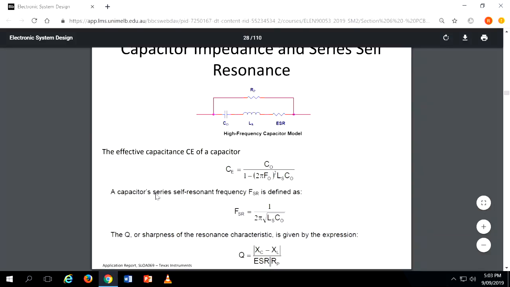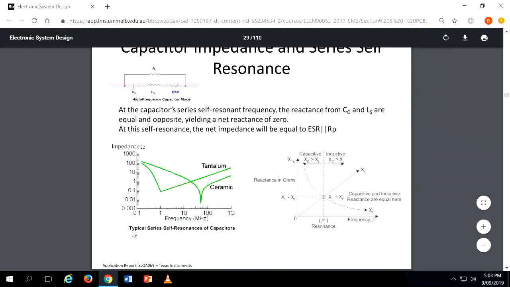The capacitor's series self-resonance frequency FSR is defined as 1 by 2 pi square root of Ls into C0, which means it has a series self-resonance. Then again when you have a resonance, there is a Q factor. The sharpness of the resonance is expressed as Q equals XC, impedance of the capacitor, minus impedance of the inductor, divided by the effective resistance parallel RP. So these both are coming in parallel, and then the impedances we subtract. That is the Q value.